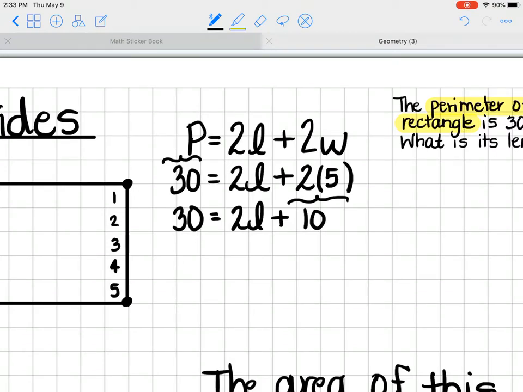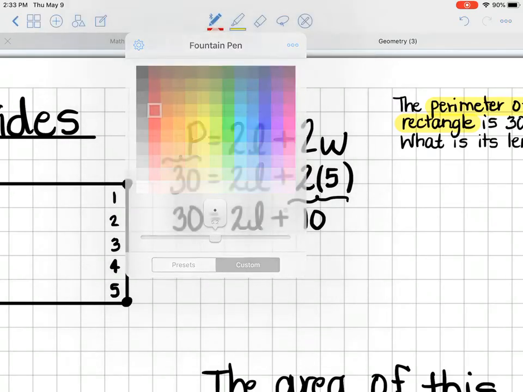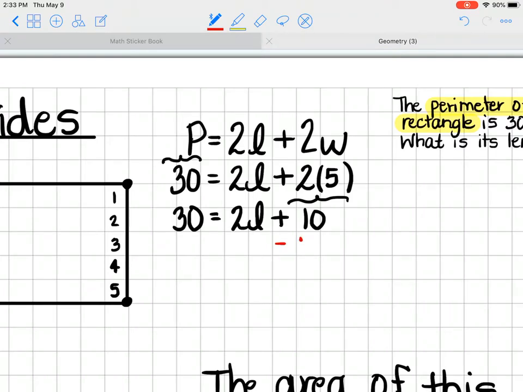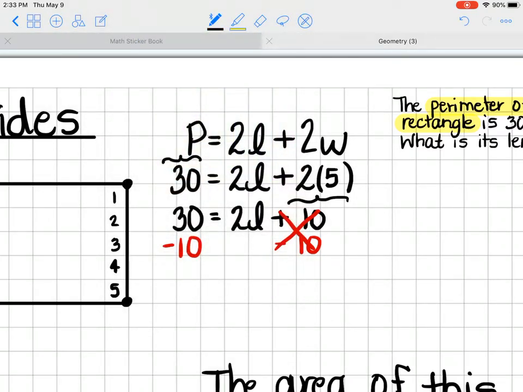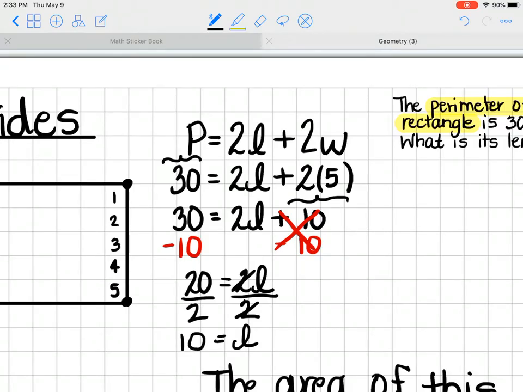And this is where you really need to have the algebra course to truly understand what's going on here. But we need to subtract our 10 from both sides. And those of you who have had the algebra course, this should be very familiar. If you haven't had it, I strongly recommend that you take it. So 30 minus 10 is 20, and that's 2 of the long sides. So we divide by 2, and we get L equals 10.